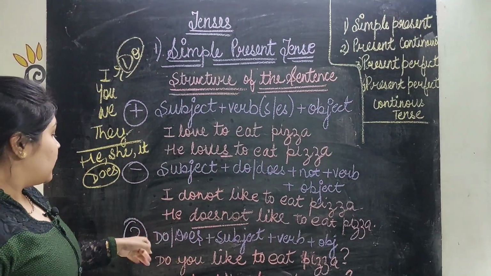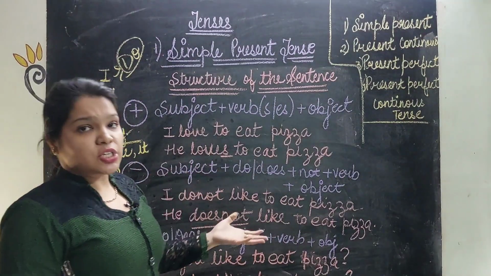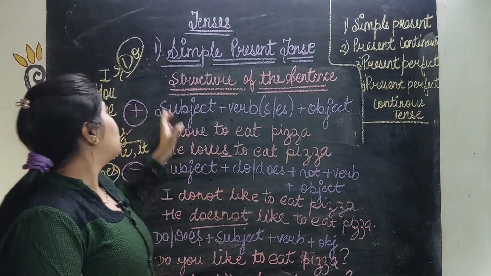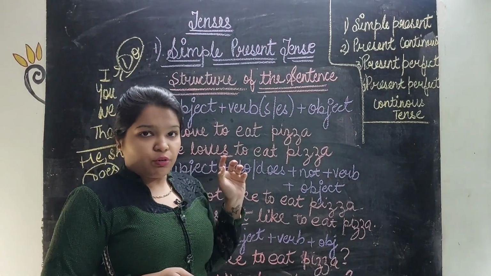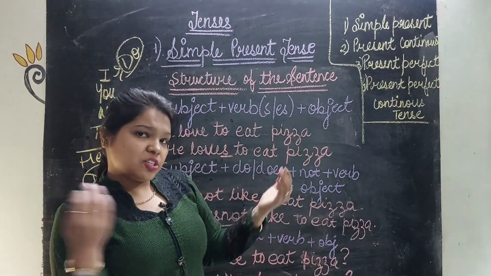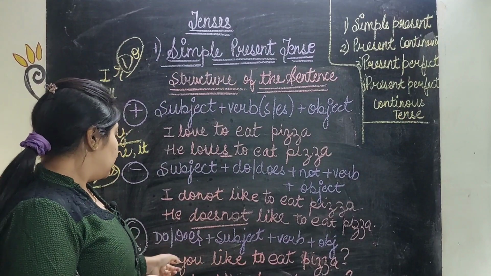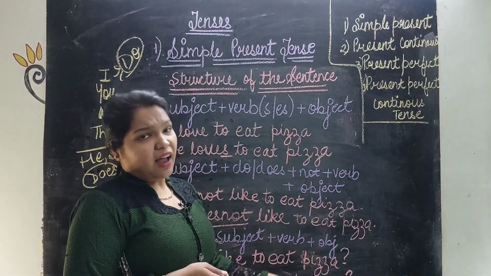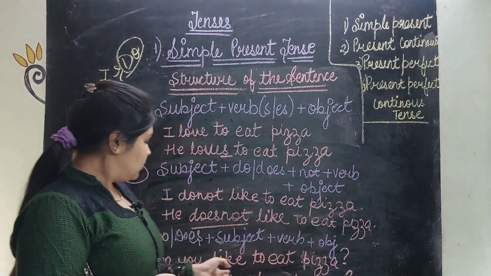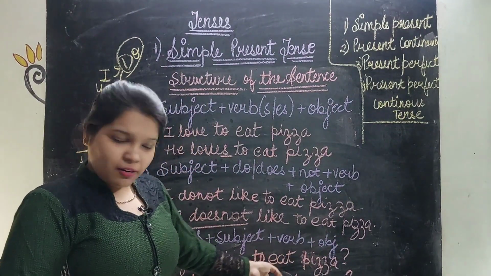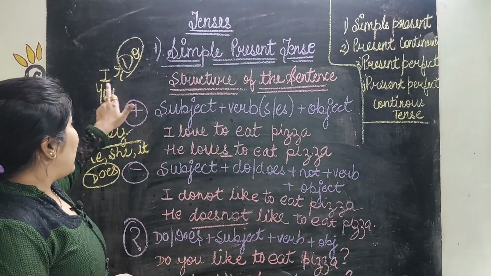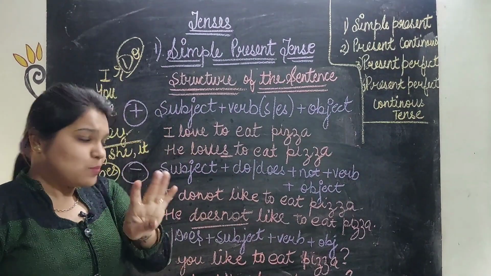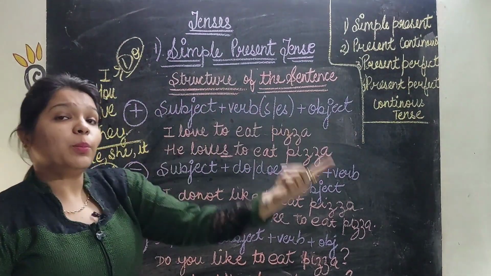Okay, like this. Now, if I am saying the question sentence, interrogative sentence, then do, does, we will use this. As I have already told you, words will interchange their spaces. So, do plus subject plus verb, then last is obviously the object. Do you like to eat pizza? Do I like to eat pizza? Do we like to eat pizza? All four ways I am telling you. Do they like to eat pizza?